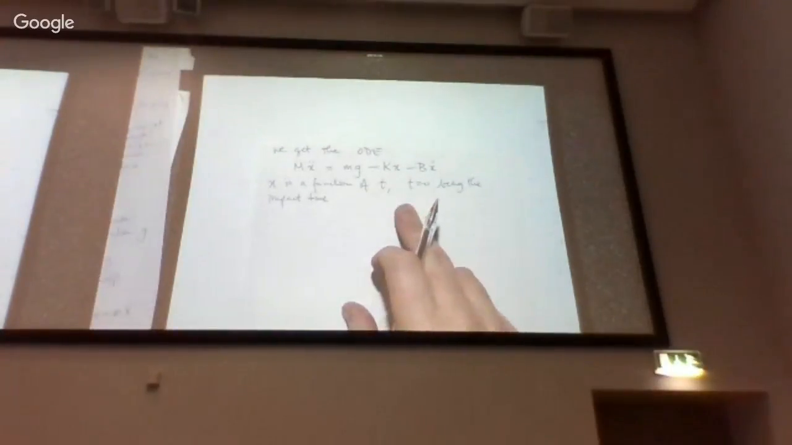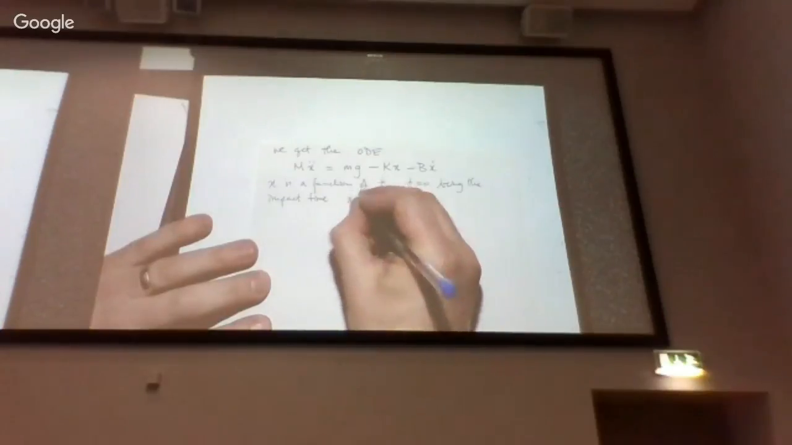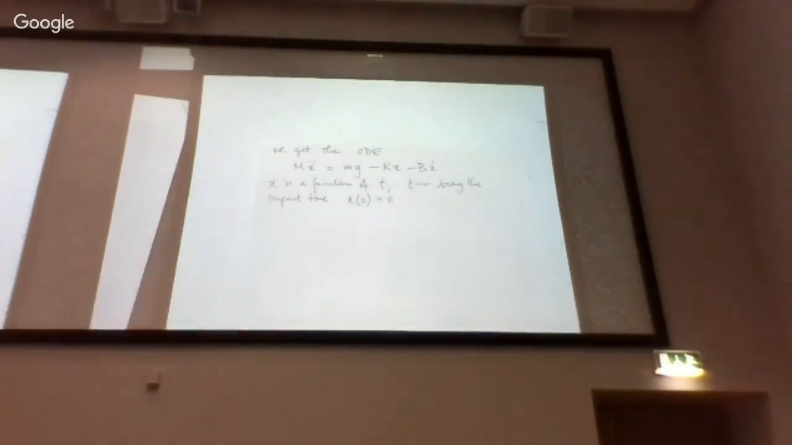So x is a function of t, t being the impact. And we have some initial values to go along with this, that at the moment of impact, x is 0. So at the moment of impact, the spring is at its resting length. Okay? The spring is at its natural length.